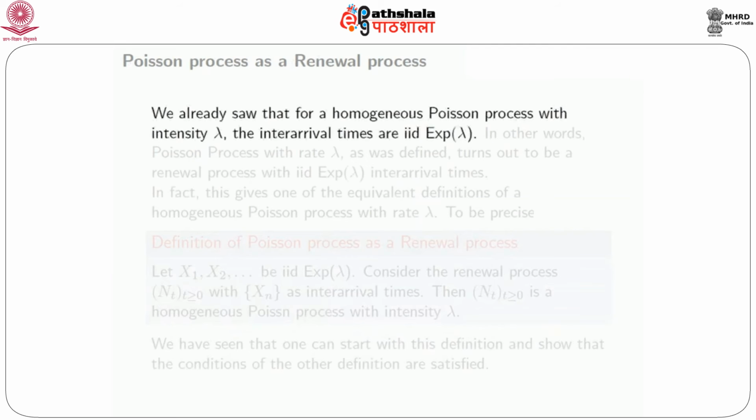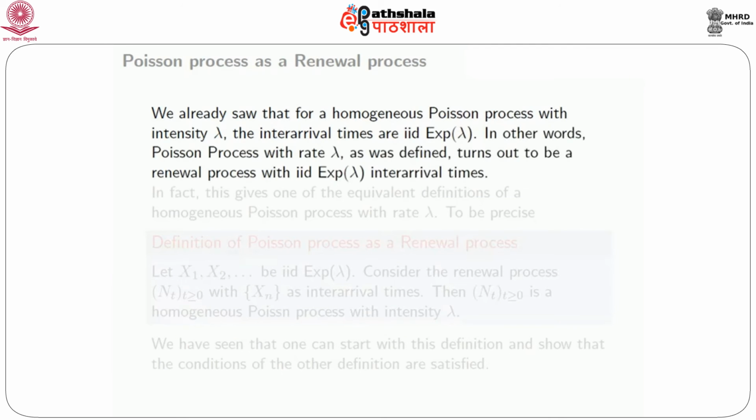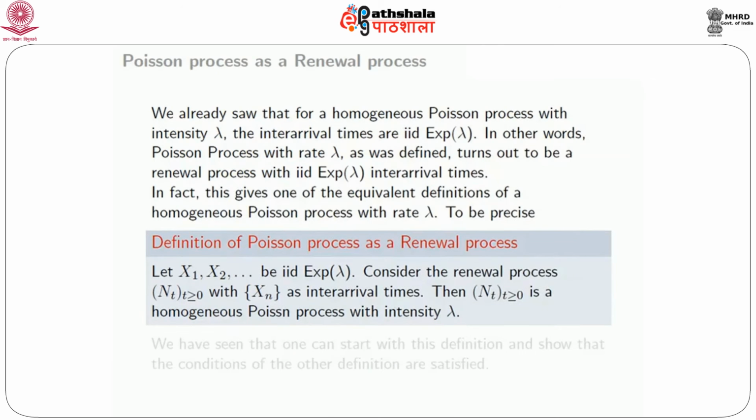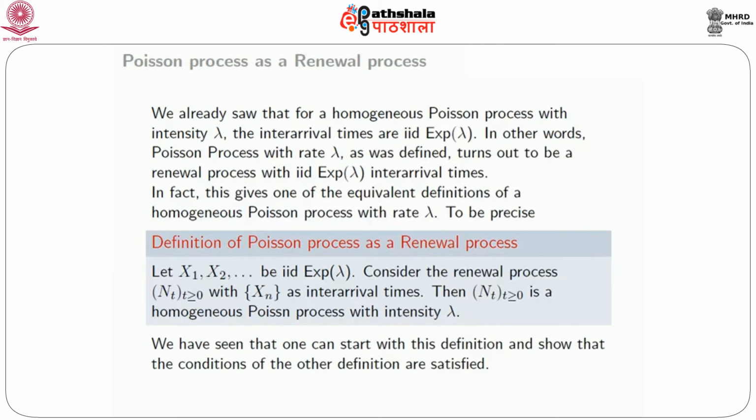Next is something that we have seen already. Poisson process is a very familiar example of a renewal process. We already saw that, so it's just quickly recalling that. For a homogeneous Poisson process with intensity lambda, we know that interarrival times are IID exponential lambda. In other words, a Poisson process with rate lambda, as was defined, turns out to be a renewal process with IID exponential lambda interarrival times. In fact, this gives one of the equivalent definitions of a homogeneous Poisson process with rate lambda.